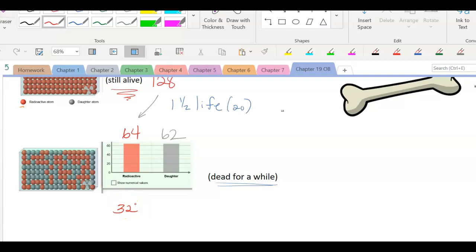The mother atom number will drop down to 32 atoms, and the daughter atoms will then go up to, let me do the math really quickly, 96. And so we can now see that a second half-life has passed, and if I was talking about in time, that would have been an additional 20 seconds, and so after 40 seconds I would expect to have this much of the mother atoms and this much of the daughter atoms. And so as the mother atom number is decreasing by half, of course those atoms are converting into daughter atoms, and you'll see the daughter number begin to rise.